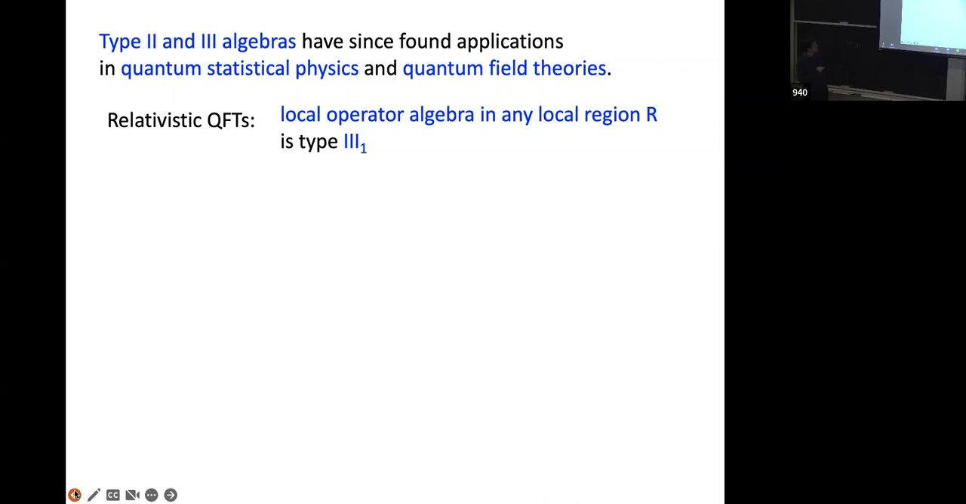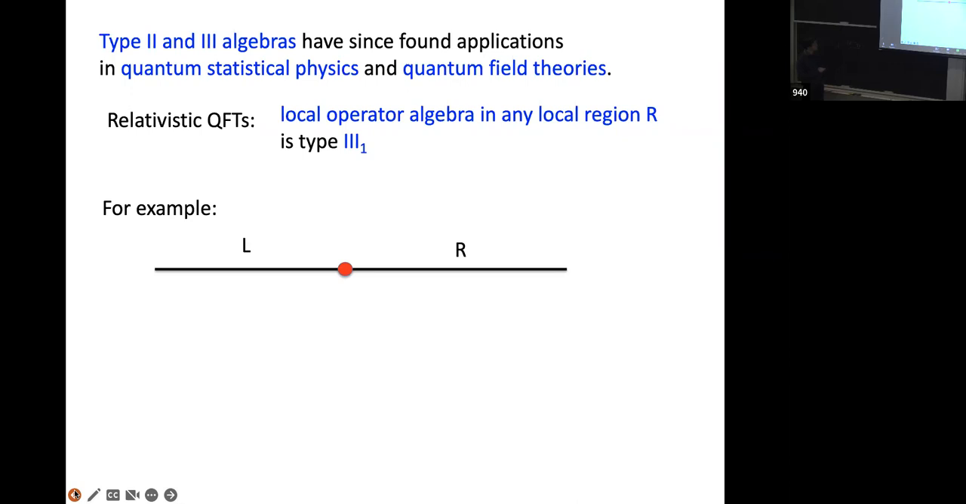Just to mention that for relativistic QFTs, the local operator algebra in any local region is type 3-1. And this is type 3-1 for a good reason. So let me give you an example. Let's consider a 1+1 dimensional quantum field theory.